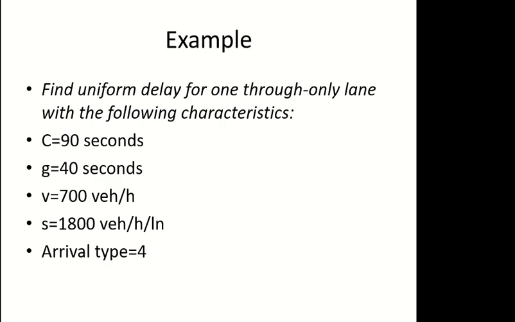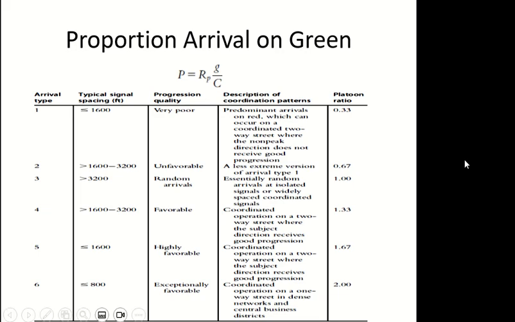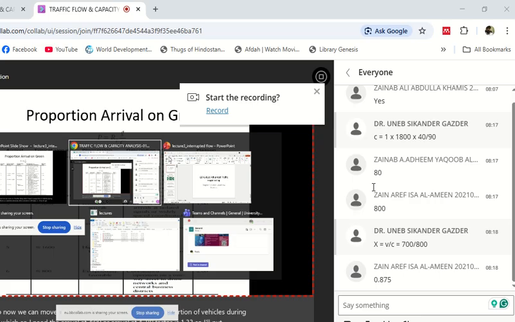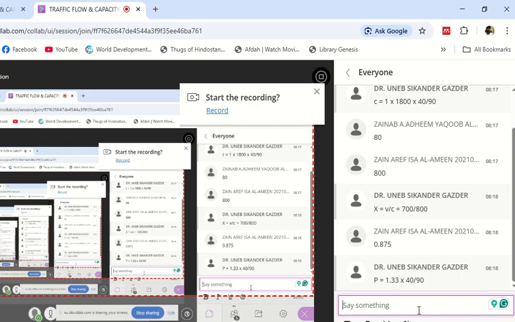Okay, so now we can move on. Another thing which I need is the proportion of vehicles during green, so I need the arrival type 4. For arrival type 4, the RP factor is 1.33. So I'll put RP here, and G by C I already know. So P is 1.33, the RP factor, times the G by C ratio. How much?